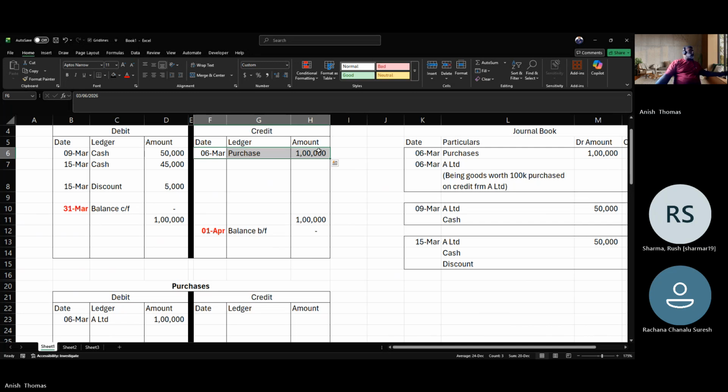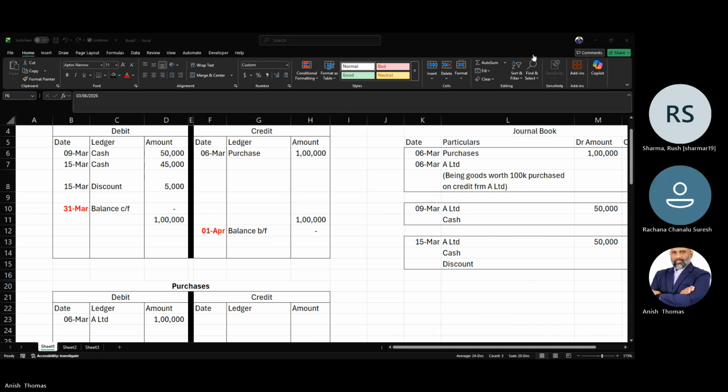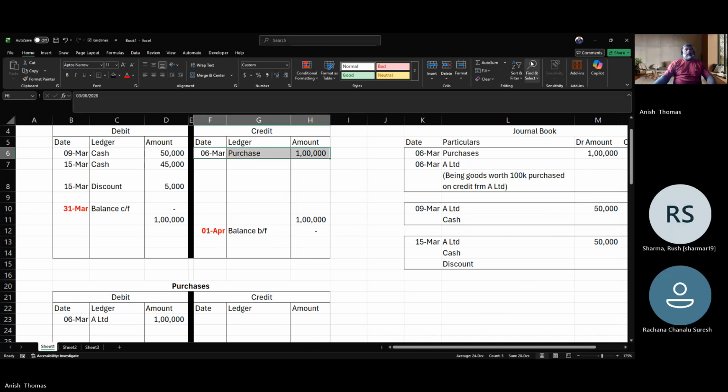Because it's a purchase account. Just 1 second. Yeah, sure.